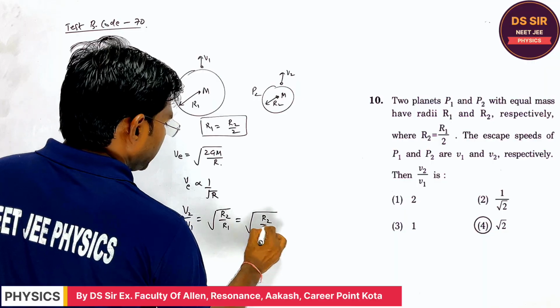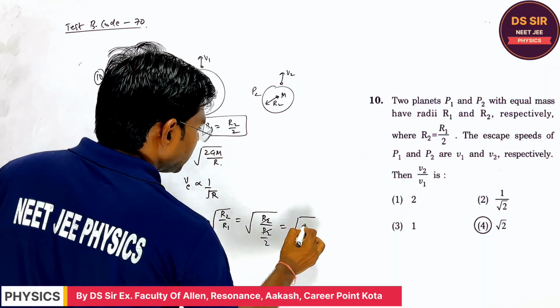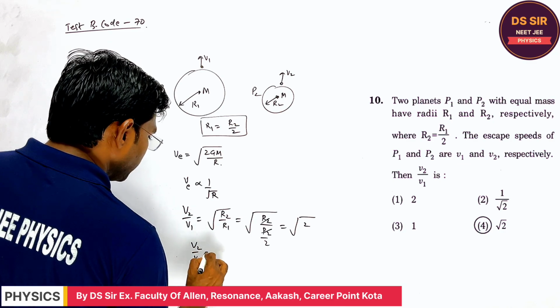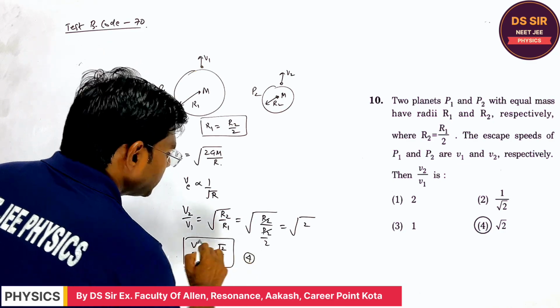So r2 is as it is. And what is r1? It is r2 by 2. So if you simplify this, it is root 2. So v2 upon v1 is what? Root 2 upon 1 is the correct answer. So the fourth option is the correct option.